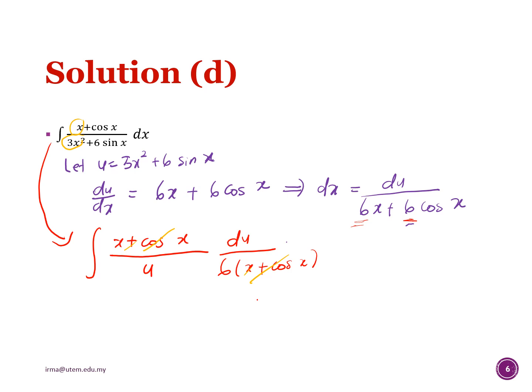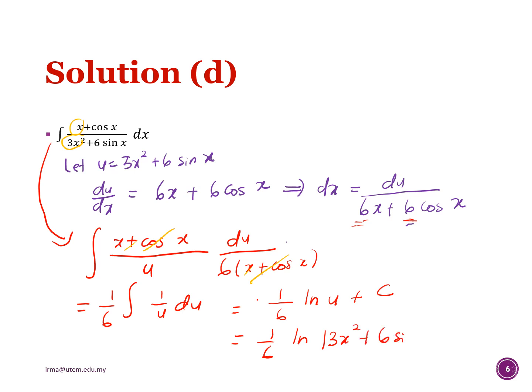And we only have 1 over 6 in front, 1 over u du, so we will have 1 over 6 ln u plus c. So we change u back as 3x squared plus 6 sine x, plus c. So this is the answer for D. Okay, so we will continue with the last example for the substitution method.